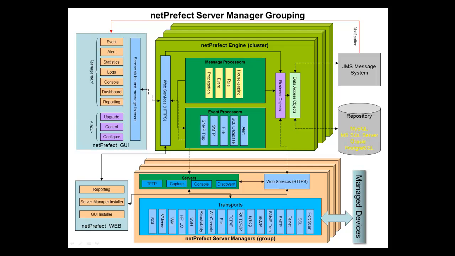Now we look at server manager grouping. Similarly, netPrefect gives disaster tolerance by grouping the server managers. Many transports only allow one simultaneous connection, so it's impossible to cluster the server managers. By grouping the server managers, you can specify which one is the preferred and which are hot standbys that will be activated in the event of failure of the current server manager.